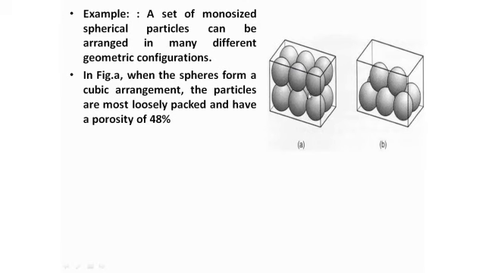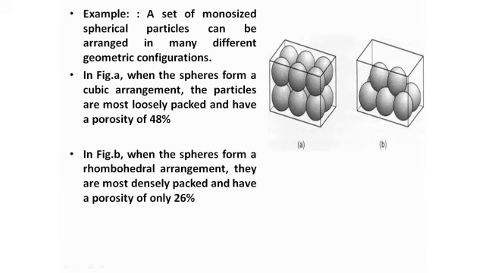So you can see the void space in between them. Here the porosity is almost about 48%. Now in figure B, you see they are arranged in a rhombohedral arrangement, and here they are densely packed and the porosity is very low. You can see there is only a little porosity here. So here it is almost half of that.